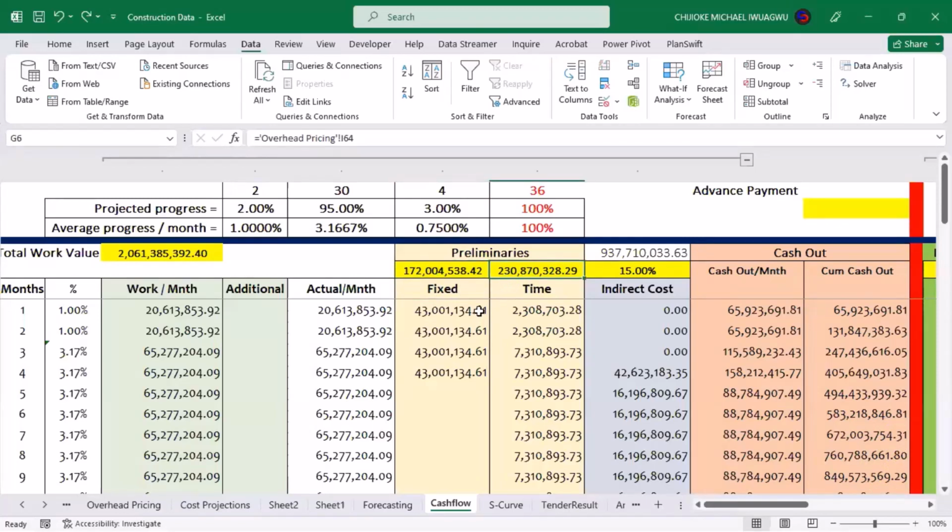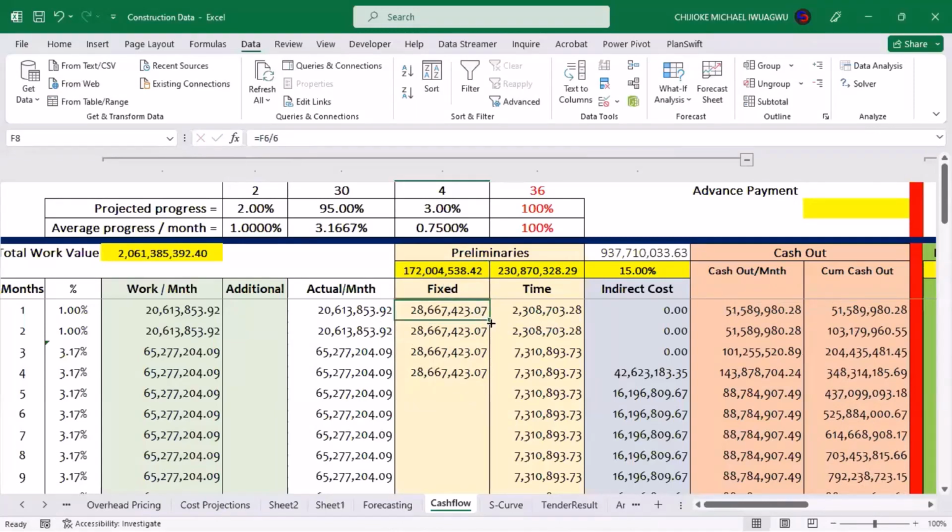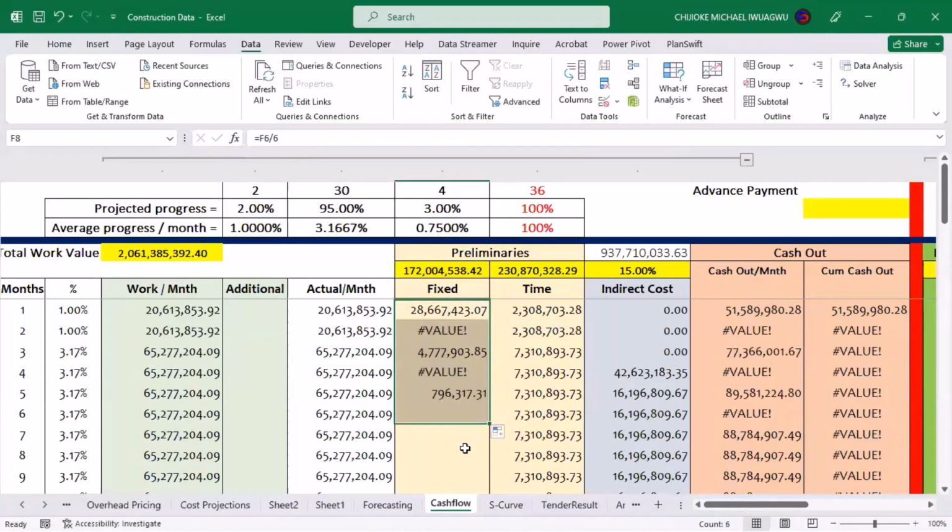Now, one thing you need to consider is this. Under your fixed preliminary, the question you should ask yourself is, how often will you be executing this fixed preliminary? I assumed that I will execute all my fixed preliminary within an interval of 4 months. It simply means that within the space of 4 months, I should have executed my fixed preliminary. You can choose to execute it over a longer period of time, say 5 months or even 6 months. If it is 6 months, make sure you drag it up to the 6th month column.